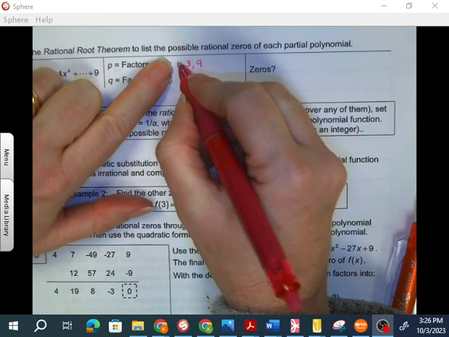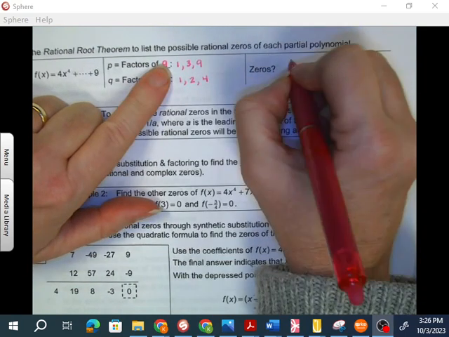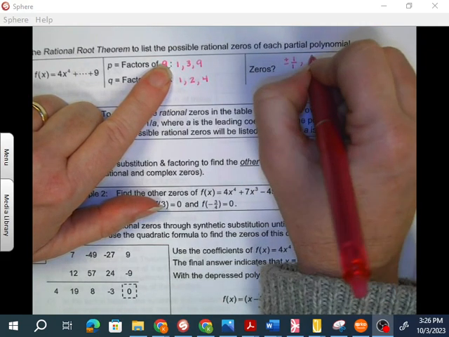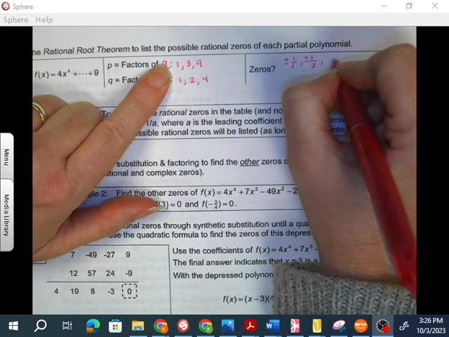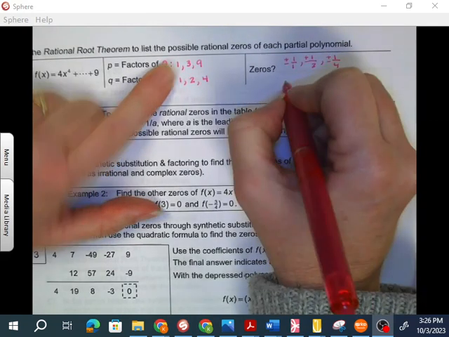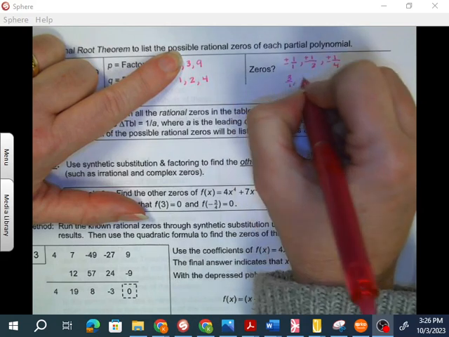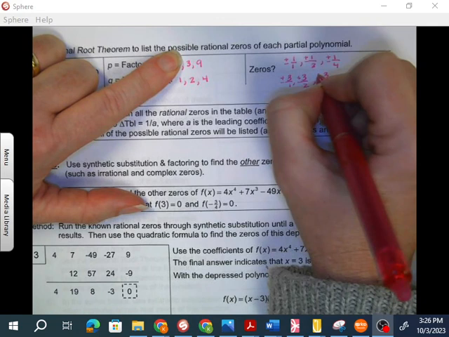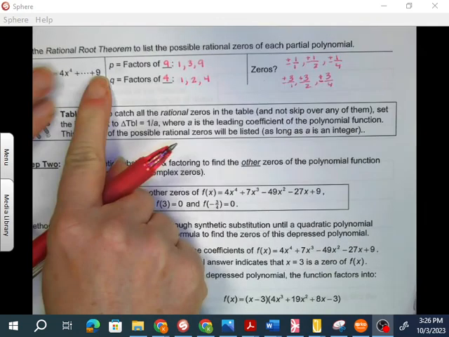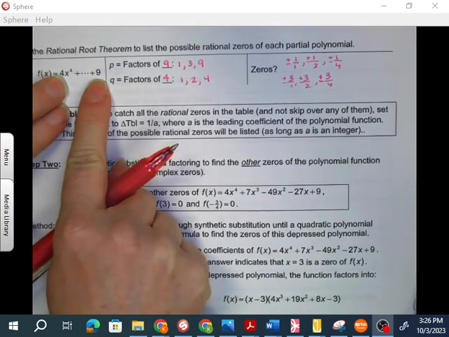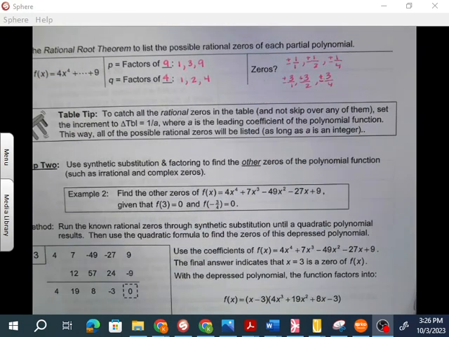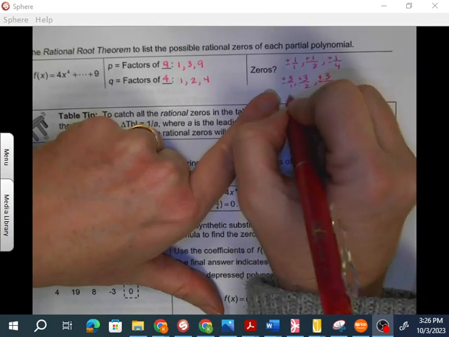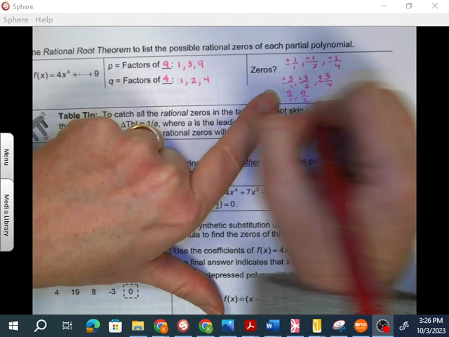So I'm going to take P over Q, so 1 over 1, and it's both the positive and negative version of that. 1 over 2, positive and negative. 1 over 4. 3 over 1, 3 over 2, and 3 over 4. And because it's both positive and negative, it doesn't matter if your constant or your lead coefficient are negative, because when we make our list, we're going to put a plus minus in front of all of them anyway. So don't worry about whether it's positive or negative. And then last I had 9 over 1, 9 over 2, and 9 over 4.